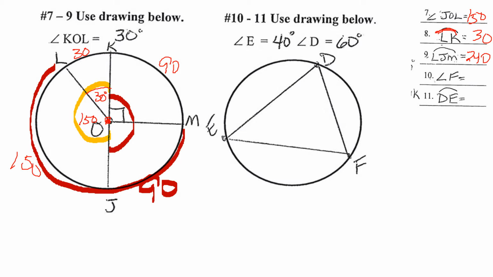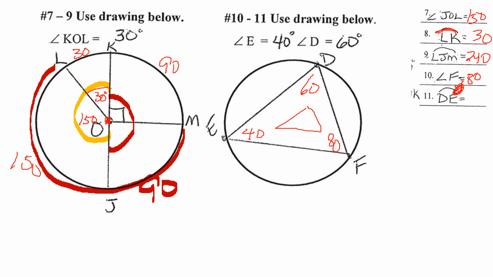We had one like number 10 on the test. You need to put in your own numbers here. Angle E is 40, angle D is 60. Well, you could easily find angle F. That's a triangle, right? Triangles make 180, so F is going to be 80.